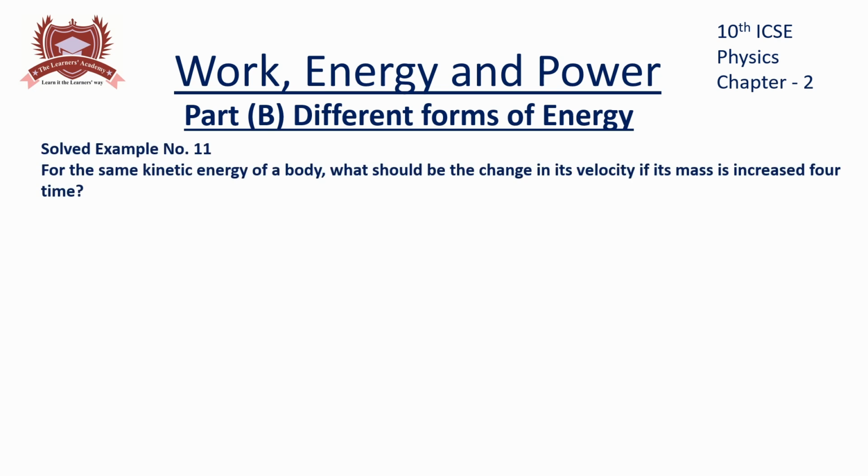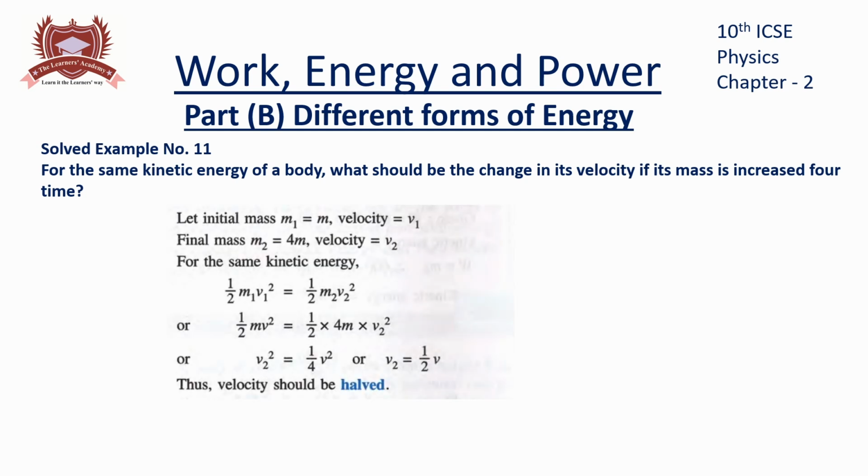The next question is solved example number 11. Now this is where numbers are not given, we just have to compare. It's slightly different as compared to what we've done so far. Here everything is given relative to the other part. So there are two scenarios that we have to consider. They're saying that for the same kinetic energy of the body, what should be the change in its velocity if its mass is increased 4 times.